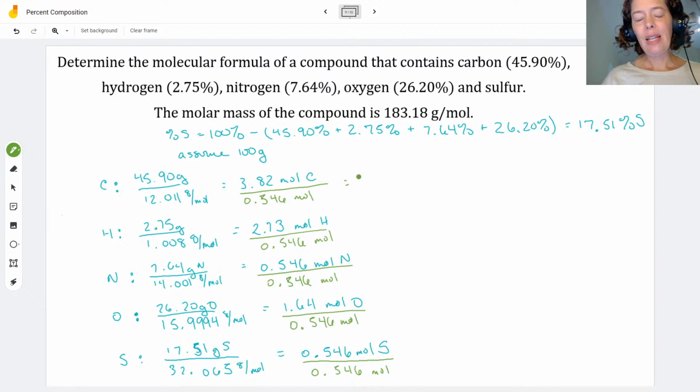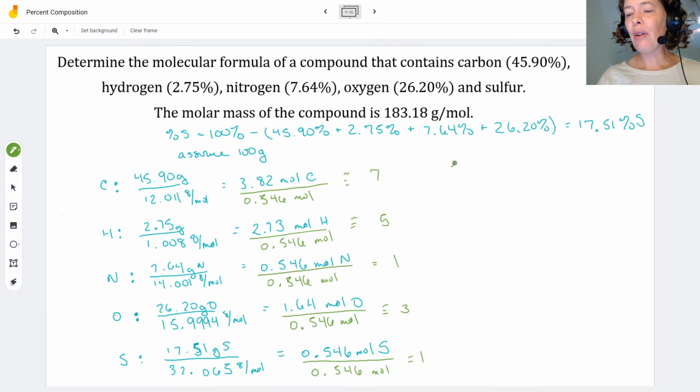Okay, let's get our ratios. So for carbon, this gives us approximately 7. For hydrogen, this gives us approximately 5. Of course, this is 1. Oxygen is very close to 3. And of course, sulfur is 1. So we didn't have any halves. We didn't have a third or 2/3. Everything worked out for a whole number.